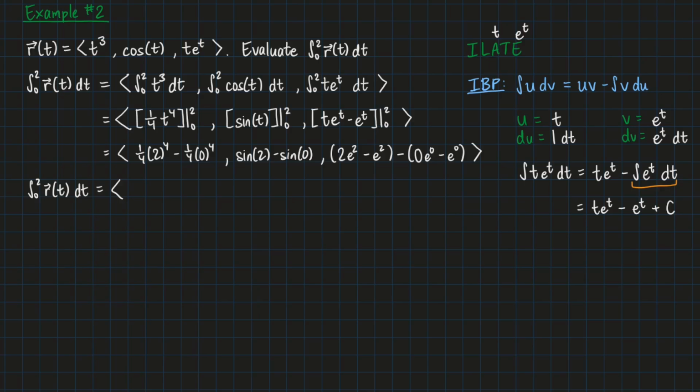Divide that by 4, we'll get a 4 minus a 0, comma, sine of 2 minus sine of 0, which is just 0. And then e to the 2nd power minus e to the 2nd power. That just gives us 1 e to the 2nd power. And then in the second parentheses, we'll have 0 minus, and then e to the 0 is 1. So this becomes e to the 2nd power plus 1.